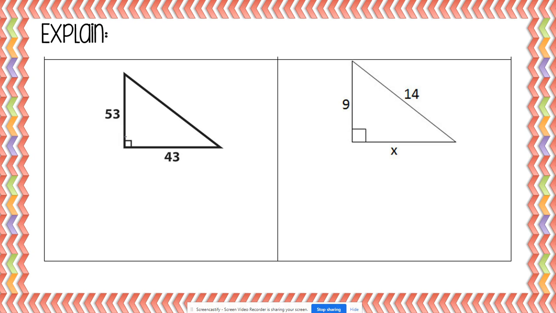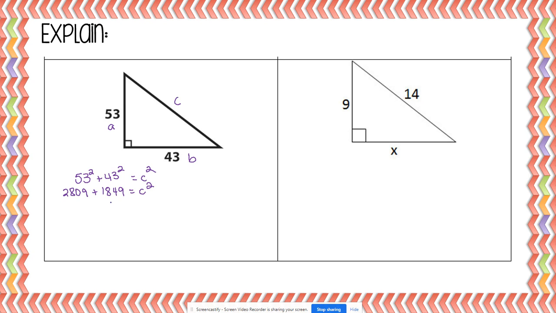For my next triangle, I see that I have legs that are 53 and 43, so I'll label those as A and B. And what I'm missing is my hypotenuse C. So I'm plugging this into my A squared plus B squared equals C squared formula. 53 squared equals 2,809. 43 squared equals 1,849.